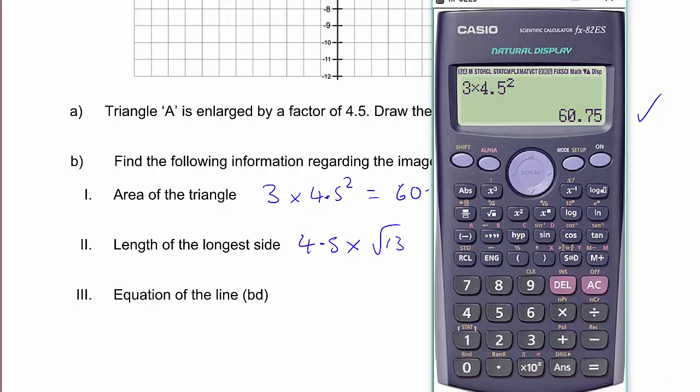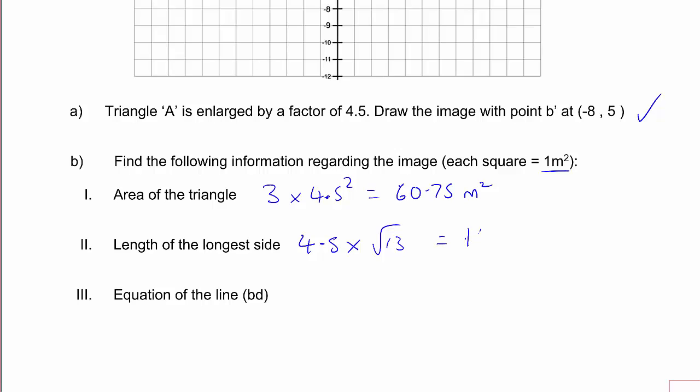And we'll calculate that as well. Something we're going to have to round. 16.2, say 16.2 meters, correct to 1 decimal place.